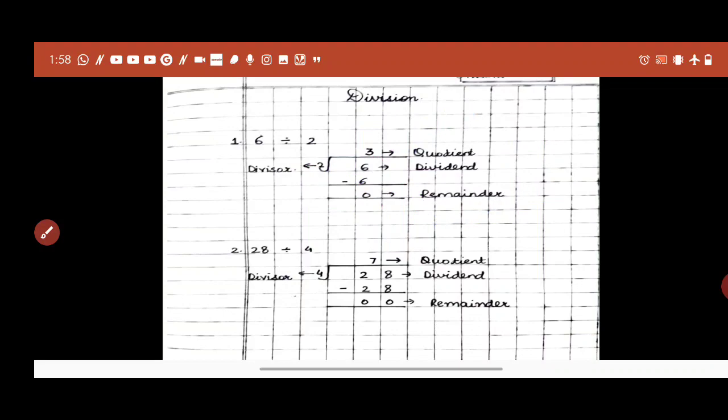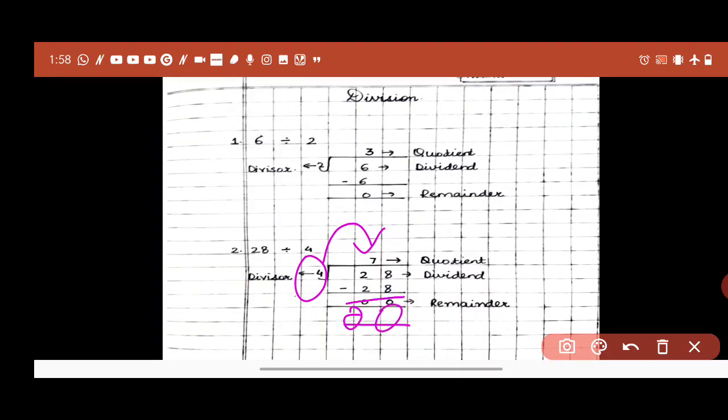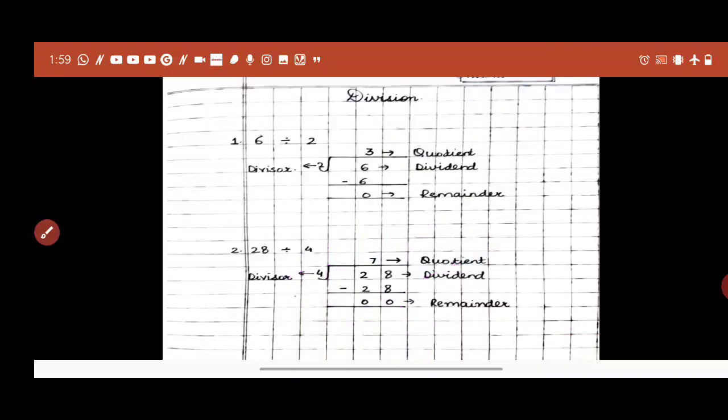28 divided by 4. As I told you, make a house. The bigger number inside and the smaller one outside. Now count the table of 4, children, and see whether 28 comes in the table of 4 or not. Yes, it comes. By how much? 4 sevens are 28. So write down 4 sevens are 28. Subtract both the numbers and you saw 0 and 0. So 28 is the dividend here, 4 is the divisor, 7, which is the answer, is called the quotient, and the leftover is the remainder.